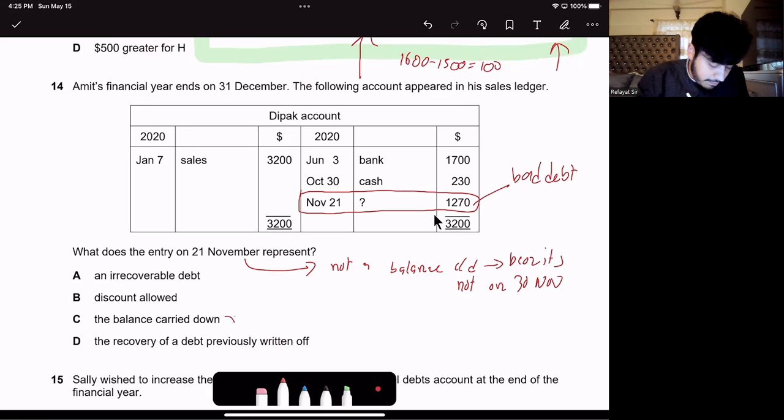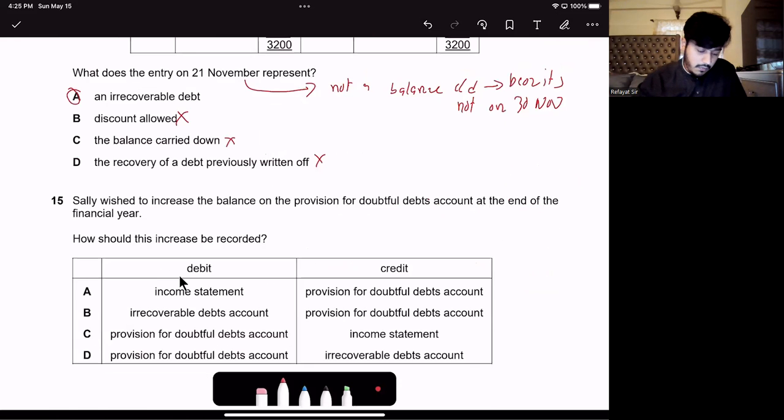It's not a balance carried down. It's not a discount allowed because there is no other payment made on 21st November. Bad debt recovery? No, recovery is nowhere close to this question. It's definitely an irrecoverable debt or a bad debt.